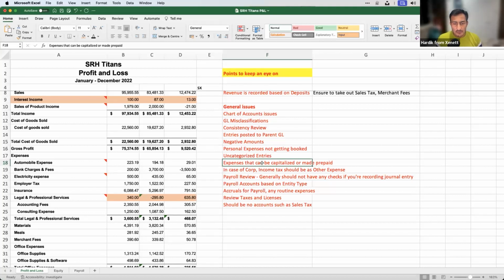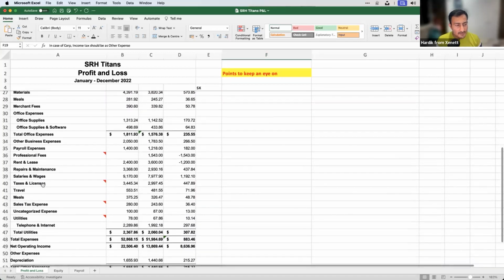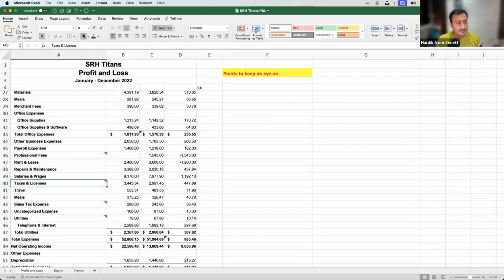All right. Now, in the case of a corporation, which we already touched on, I intentionally put this here. These two are the most important, I would say. I've seen that people just literally put transactions here whenever they feel it's tax or sales tax, right? First of all, let's talk about sales tax. Sales tax is not an expense at all.